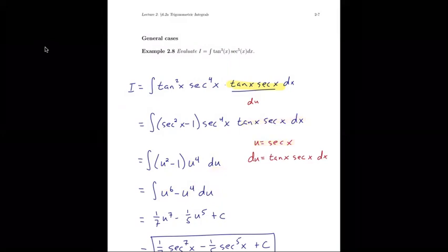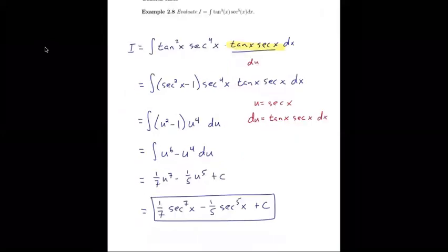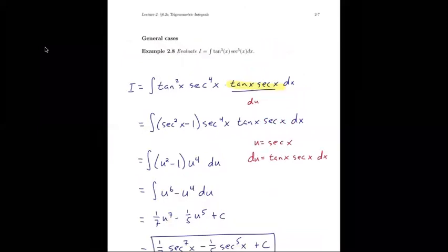And the power rule gives us 1/7 u to the seventh minus 1/5 u to the fifth plus c. And we need to reverse our substitutions. u is equal to the secant of x, so u to the seventh is secant to the seventh x, and similarly for secant to the fifth x. So to recap, the main point of the strategy is if we have odd powers, let's try to peel off a factor out of each of them, form secant x's derivative, call that du, and get everything else to be in terms of this variable u, which is secant of x, or in other words, get everything in terms of secant and make the u substitution.